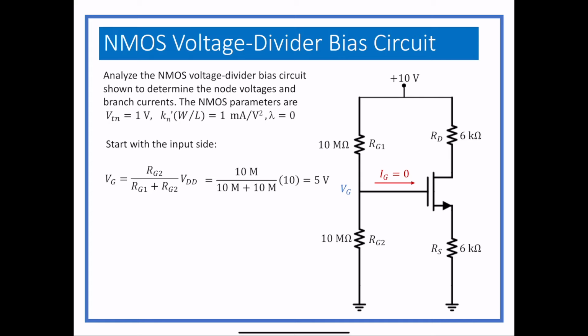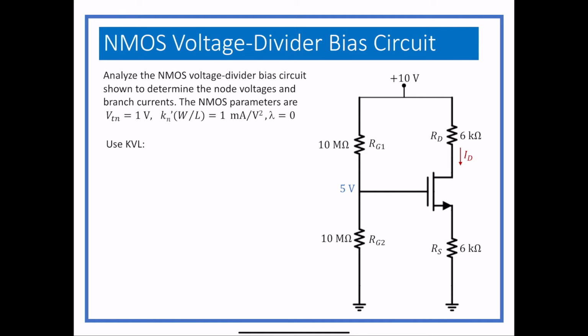So we will start and see where we end up going. At the output side, we're going to use KVL, and we're going to go around this loop. We're going to start here, then go here, here, and here to get to 0. So we go around, and we get 5 volts minus VGS minus IDRS equals 0.